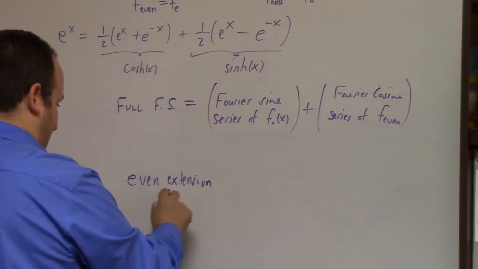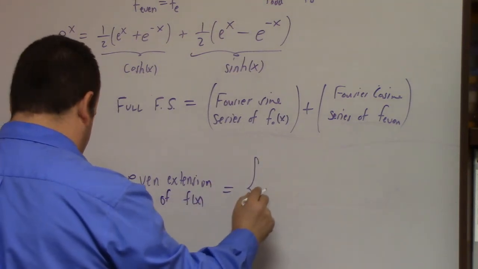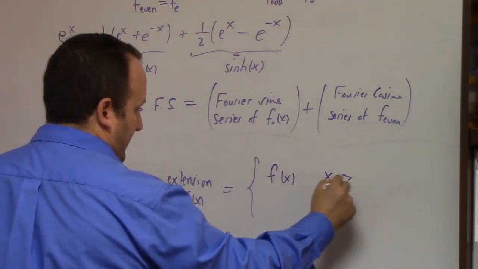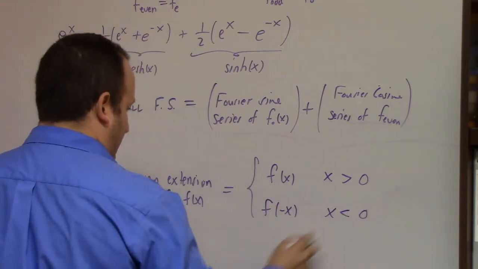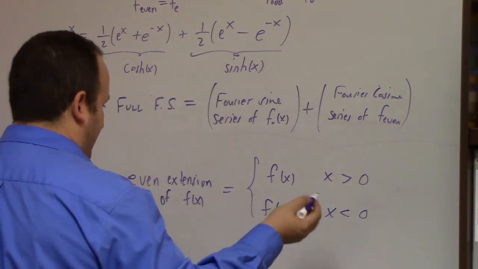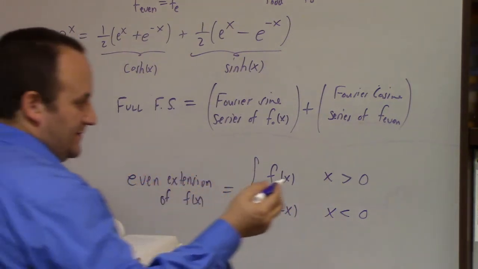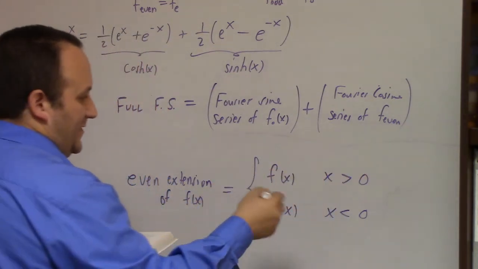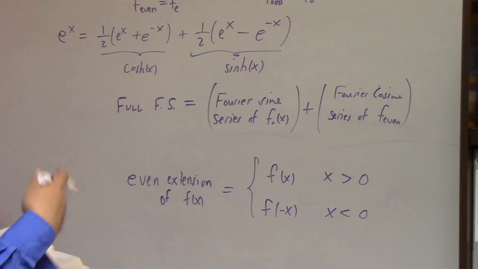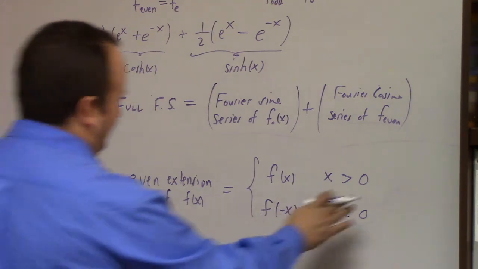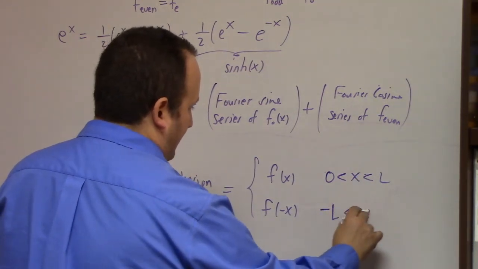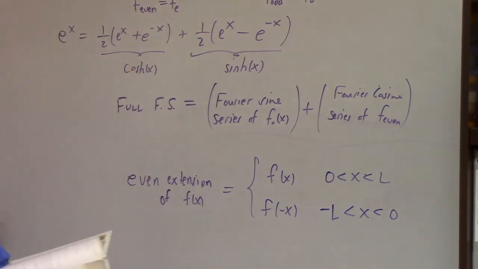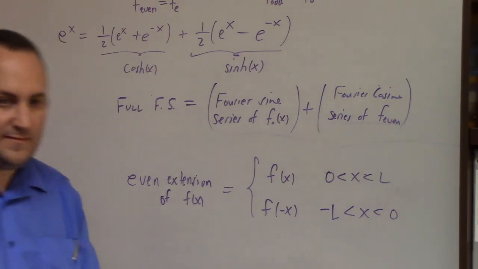Even extension of f of x is what? It's f of x if x is greater than 0, it's f of minus x if x is less than 0. Of course, we're limiting it between, let me just add some fine print here. Don't get this confused with the even part. So this is not at all the same as the even part of f.